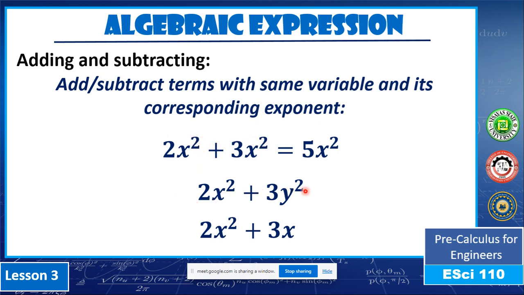Whereas this one, the second example, we cannot combine this. Why? Because the first term has a variable x, while the second term has a variable y already. So meaning they are very different. So it cannot be combined. The same too with the third example, this 2x squared and 3x. Hindi sila pwede, although they have the same variable x, but they don't have the same exponent. Sa first term is squared, sa second term is only 1 to the power of 1. So still cannot be combined. Hindi pa rin to pwede ma-combine.